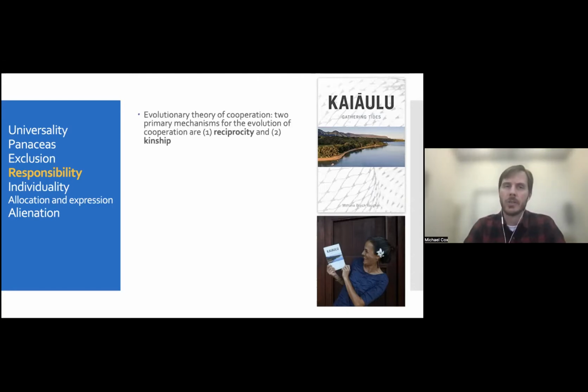So continuing to use the theory of collective action and cooperation, in the evolutionary theory of cooperation, there are two primary mechanisms for the evolution of cooperation. These are reciprocity and kinship. Across species, across literatures, you see these again and again, and reciprocity is sometimes unpacked. To me, the most useful distinction is between direct and indirect reciprocity, which I won't get into, but there are different types.